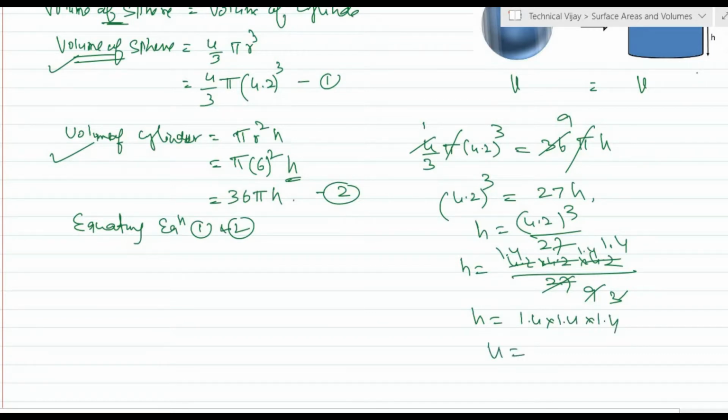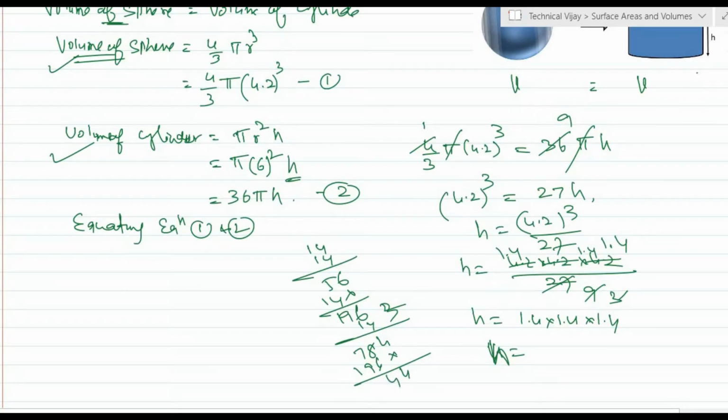So this comes to h equal to 1.4 times 1.4, that is 196. Again 196 into 14 we have to calculate: 6 4s are 24, 9 4s are 36 plus 2 is 38, 4 1s are 4 plus 3 is 7. So 196 into 14 gives 2744, which is 2.744.